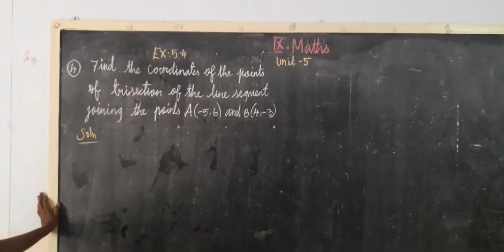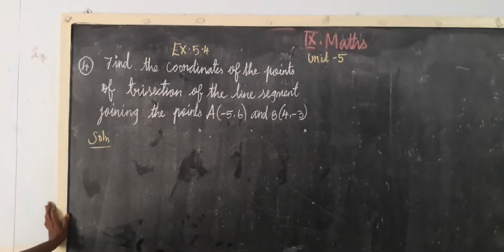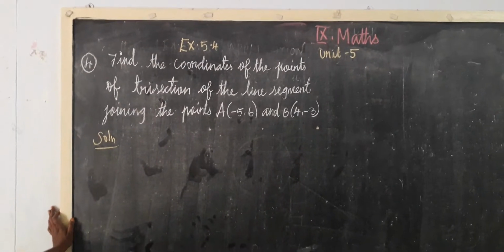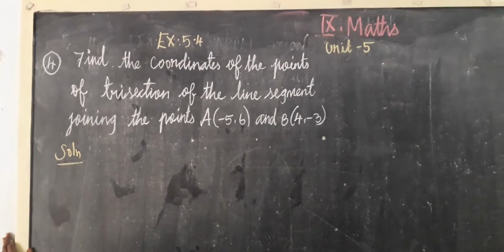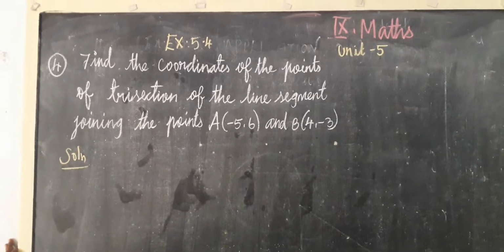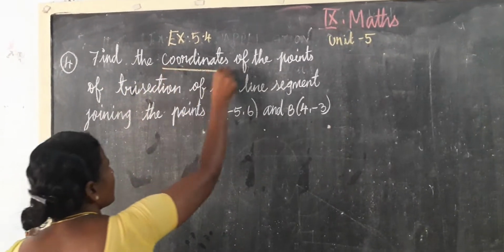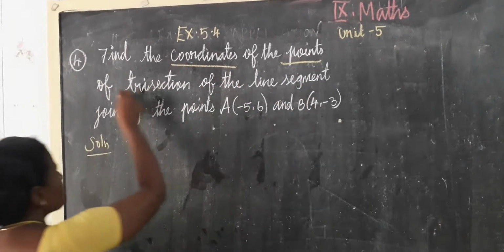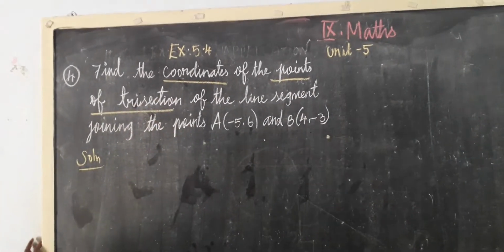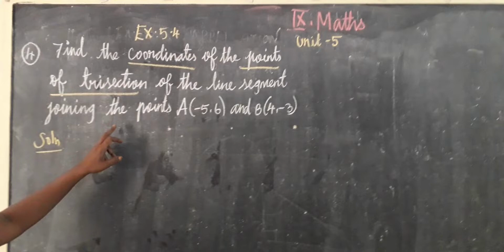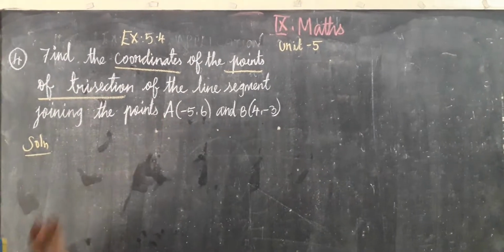Ninth standard Maths Unit 5 Exercise 5.4 Question number 4. Find the coordinates of the points of trisection. Find the coordinates of the points of trisection of the line segment joining the points A and B, which are given.